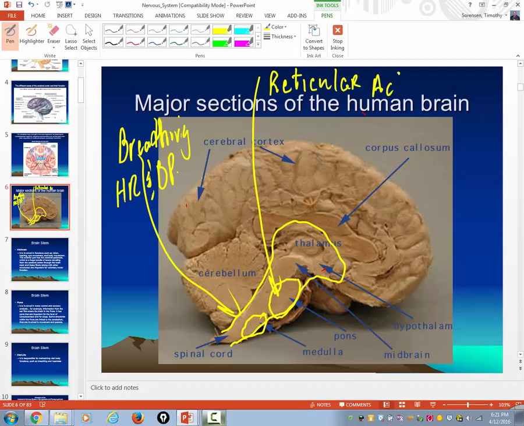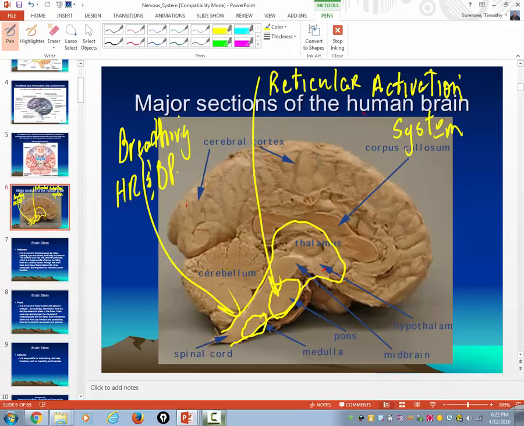Also very important, there is a specific part of the pons called the reticular activation system. Very big words. The reticular activation system is involved in your sleep-wake cycle. This is what allows you to go to sleep, so it cuts off stimuli from your body and puts to sleep the cerebral cortex.